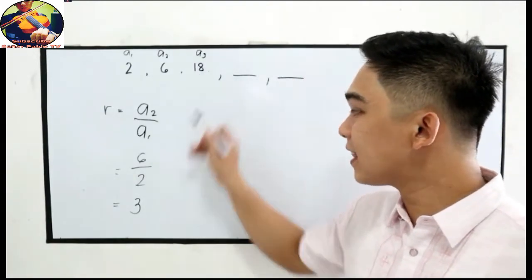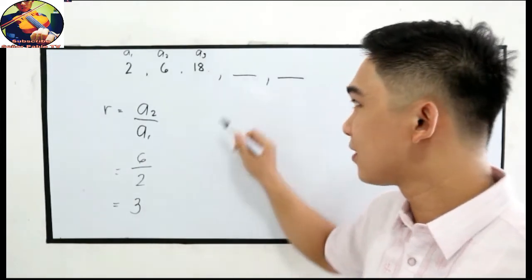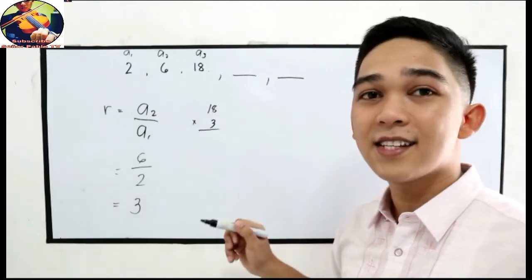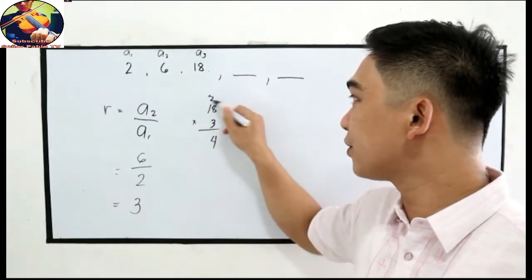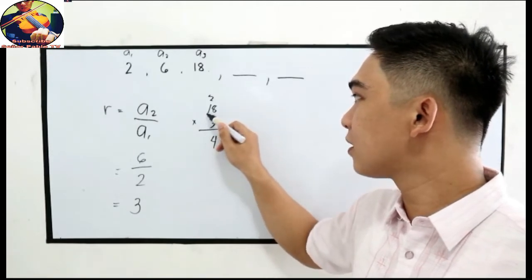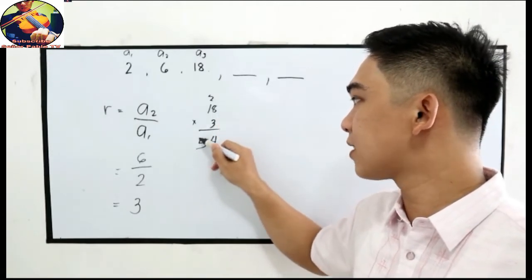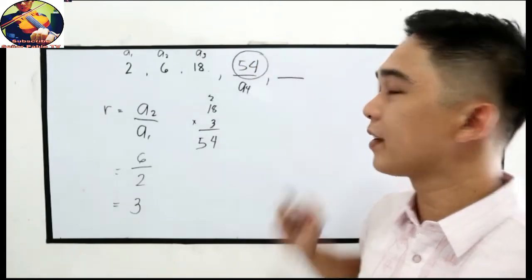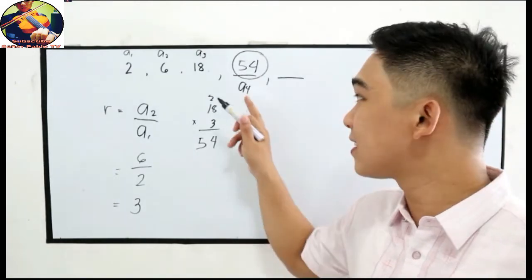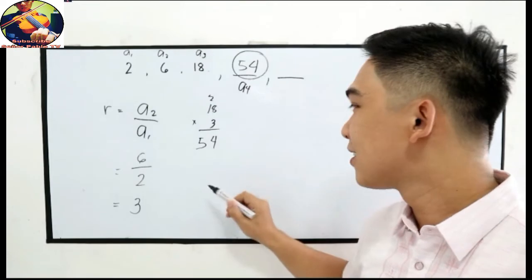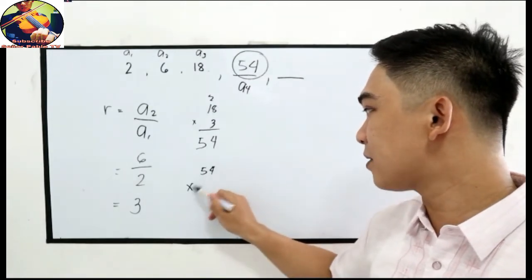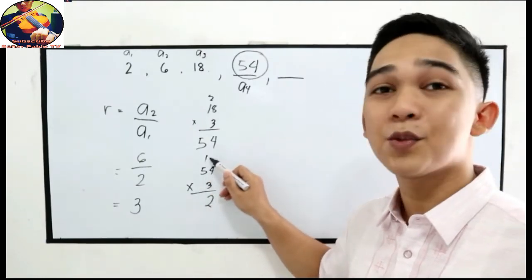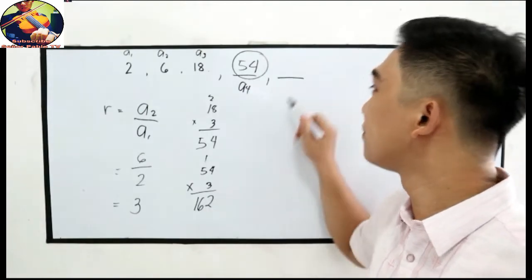Multiply lang natin 18 times 3. So, para makuha yan, 18 times 3, that is 8, 16, 24. Carry 2. 3 times 1 plus 2. So, next is 54. So, ito na ngayon si A4. Para makuha si A5, multiply ulit natin si 54 ng 3. So, 54 times 3, that is 12, carry 1, 15 plus 1, 16, 162.